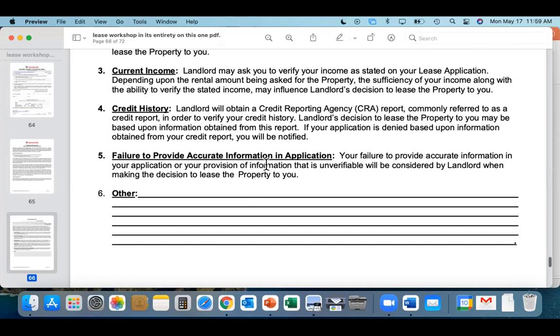And failure to provide accurate information in the application. Your failure to provide accurate information in your application, or your provision of information that is unverifiable, will be considered by the landlord when making the decision to lease the property to you. When you filled out your application and you put all this info and then you went on to My Smart Move and the two were contradictory, that's failure to provide accurate information. So he can use that as his judgment on whether he wants to accept you or not.